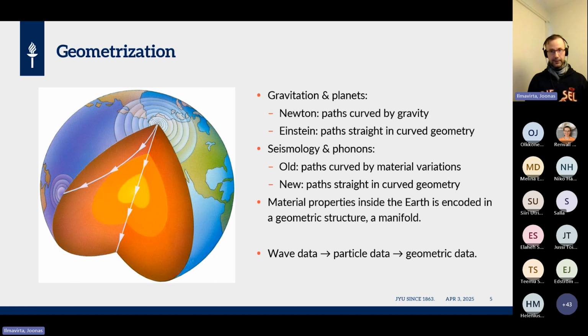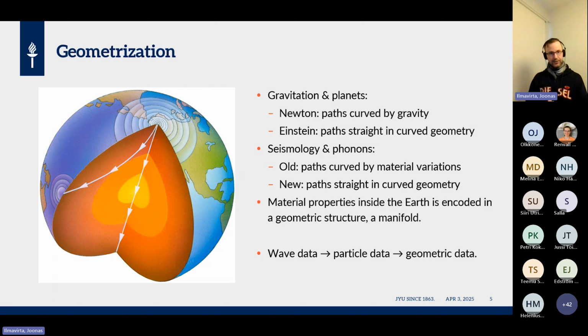And Einstein's theory, that is general theory of relativity, is all about understanding what that curved geometry is like and how it behaves. I assume that is, at least on a pop sci level, a familiar concept. So now I want to do the exact same thing in seismology with my phonons here. The old point of view would be that these paths are curved by material variations, as in the picture on the left. But the new point of view that will turn out to be very useful is that I think of these paths as being straight, but in a geometry that is curved in some specific way.